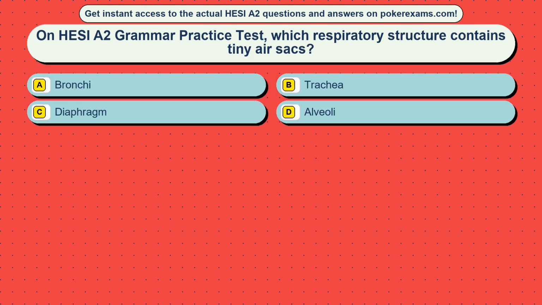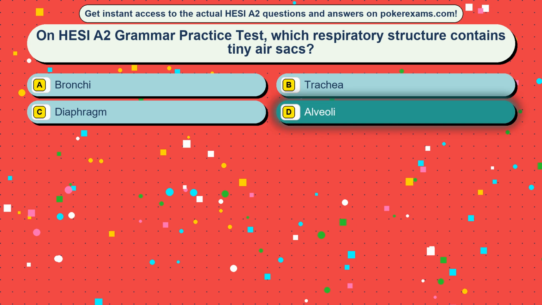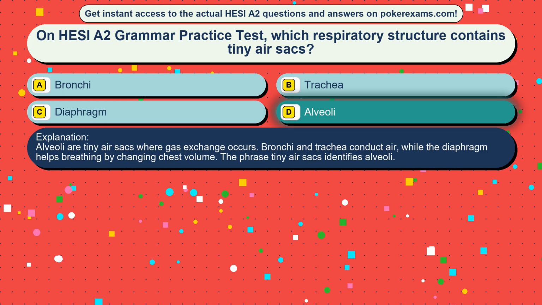Question 34. On HESI A2 grammar practice test, which respiratory structure contains tiny sacs? Option A, bronchi. Option B, trachea. Option C, diaphragm. Option D, alveoli. The correct answer is option D, alveoli. Alveoli are tiny air sacs where gas exchange occurs. Bronchi and trachea conduct air, while the diaphragm helps breathing by changing chest volume. The phrase tiny air sacs identifies alveoli.